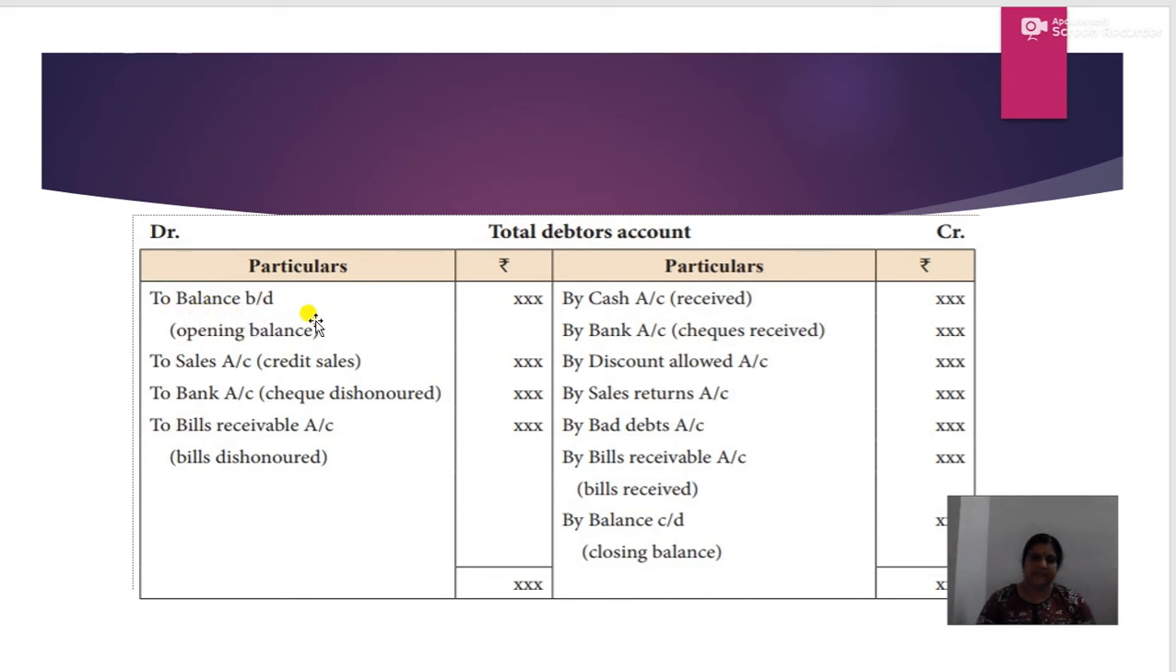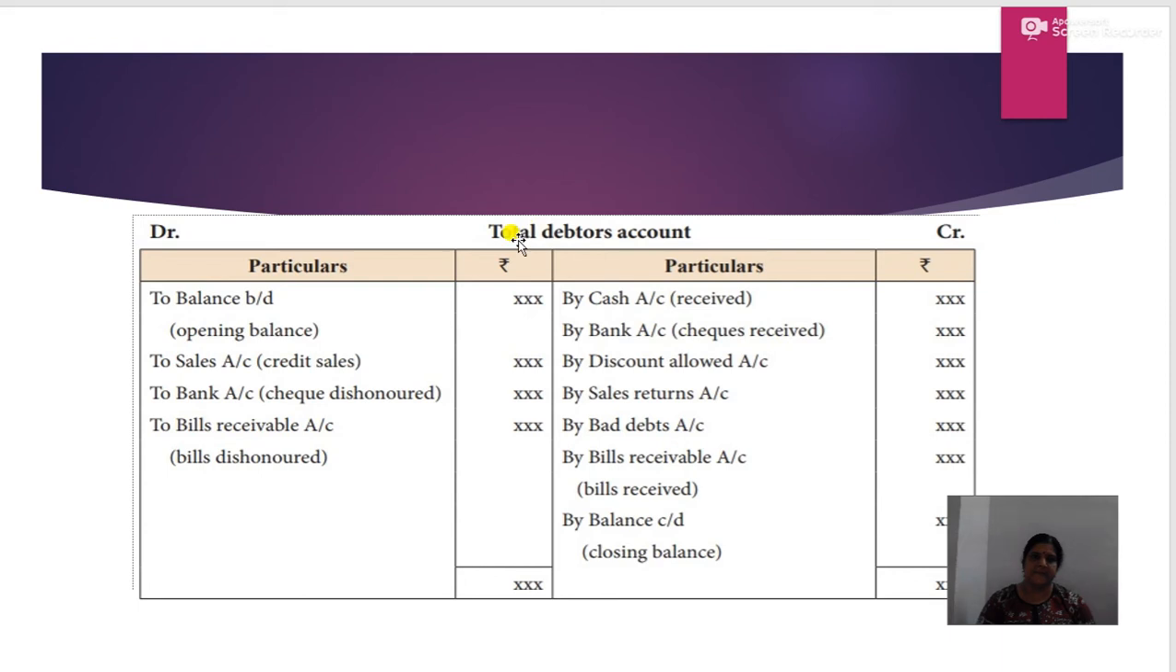Then the items increasing the debtors, for example, to sales, that is credit sales, then to bank account, cheque dishonored, then to bills receivable, bills dishonored. So the items usually appearing on the debit side of the total debtors account are opening balance, then credit sales, cheque dishonored and bills receivable, that is bills dishonored. Opening balance to balance brought down, then credit sales to sales, then cheque dishonored to bank, and bills dishonored to bills receivable.